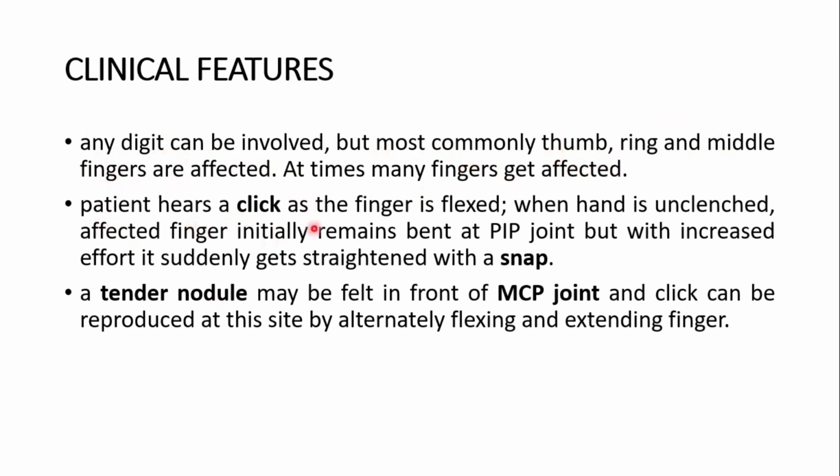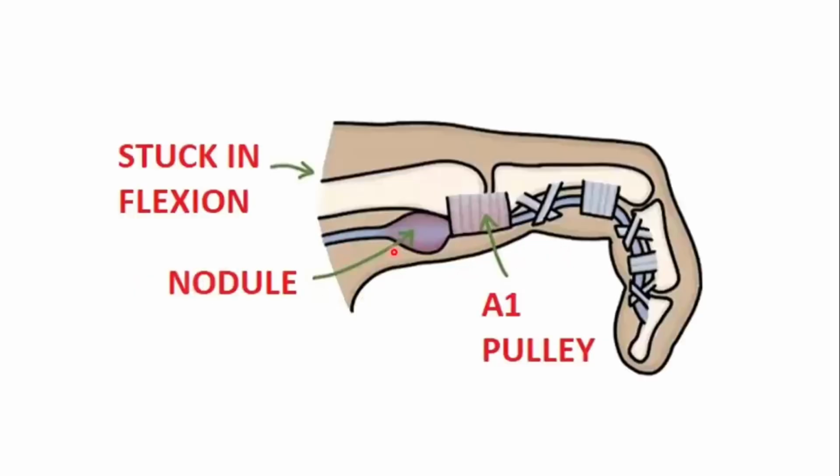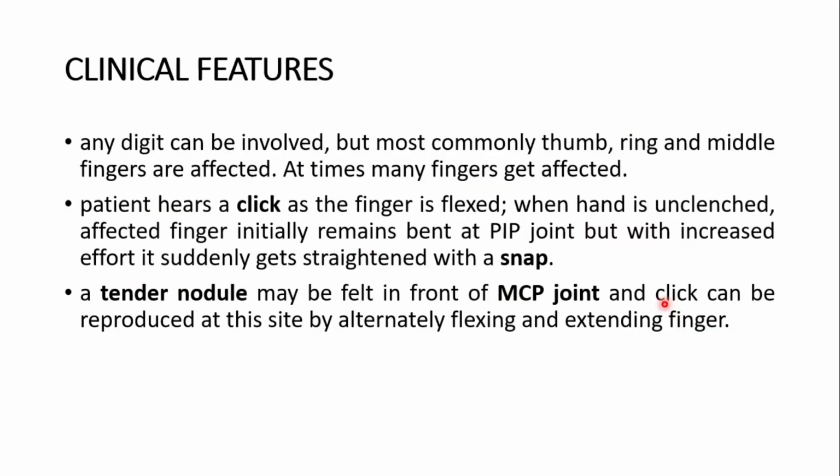The patient hears a click as the finger is flexed. When the hand is unclenched, the affected finger initially remains bent at the proximal interphalangeal joint, but with increased effort, it suddenly gets straightened with a snap. Here you could see this. This is the proximal interphalangeal joint, and it is flexed over here. A tender nodule may be felt in front of the metacarpophalangeal joint, and the click can be reproduced at this site, maybe by alternately flexing and extending the finger.